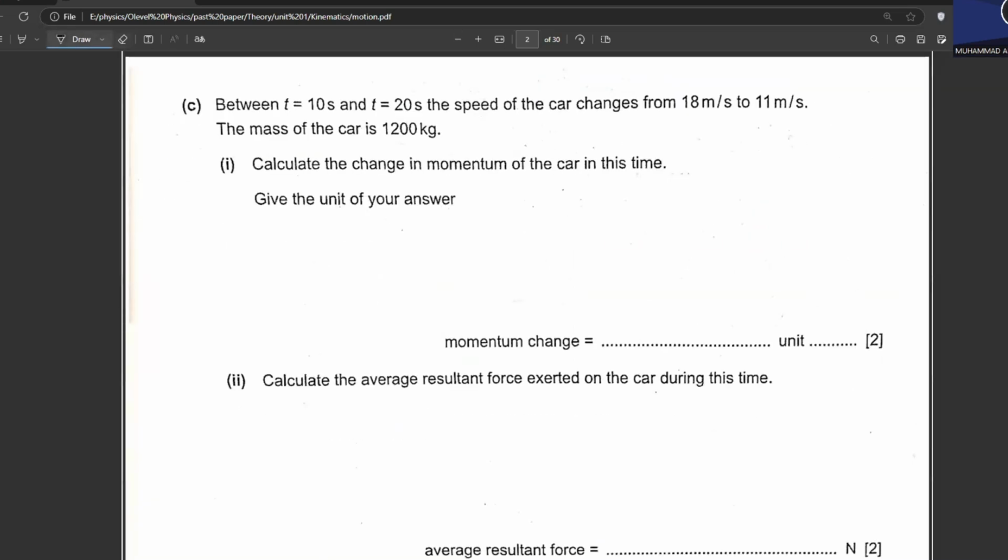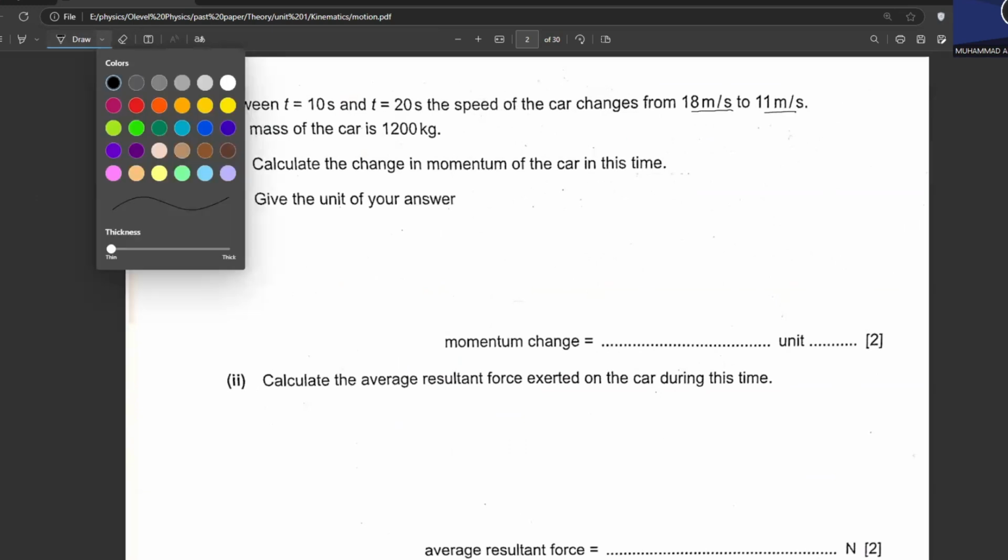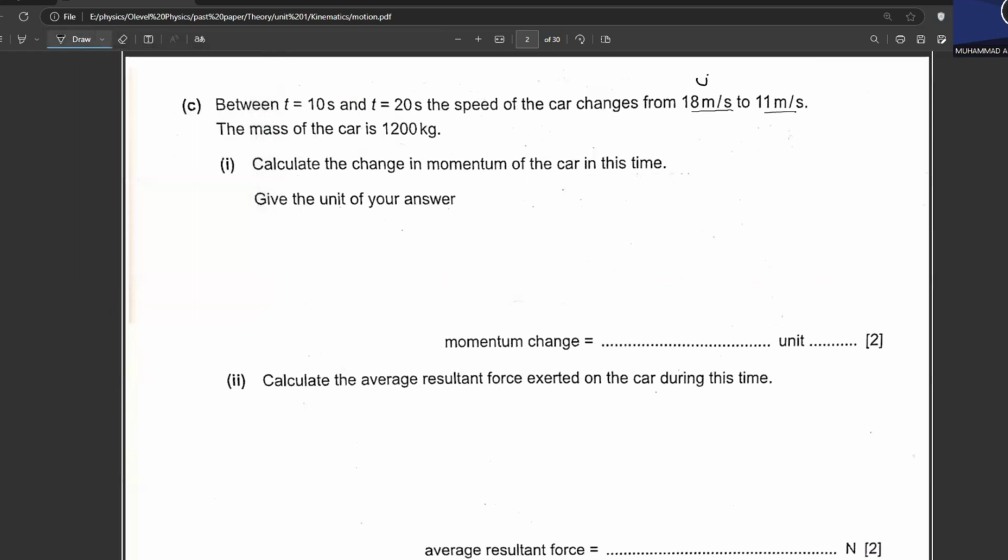Between t equals 10 seconds and t equals 20 seconds, the speed of the car changes from this to this. Let me increase the thickness here. This is your initial speed, this is your final speed, and the time taken from 10 to 20 seconds is 10 seconds. The mass of the car is 1200 kg. Calculate the change in momentum of the car in this time. What is change in momentum equal to? Change in momentum is equal to mass into change in velocity. What is your mass? 1200. Can you calculate the change in velocity?